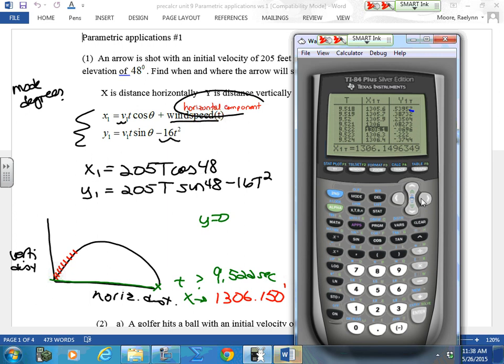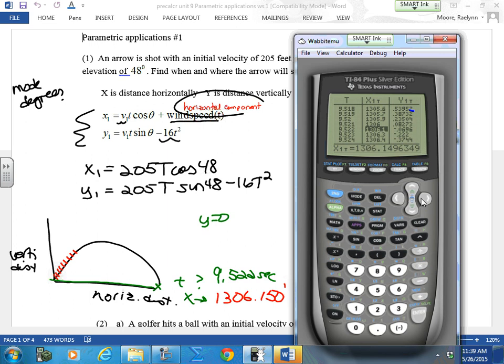But the tough part is we're going 3 decimal places. So we've got to play with your table a little bit. You don't want to set your t-step that small, because it will take forever to get there. Don't change your t-step. Only go in and change your table after you can approximate where it is.